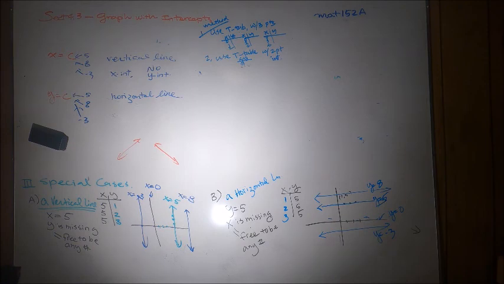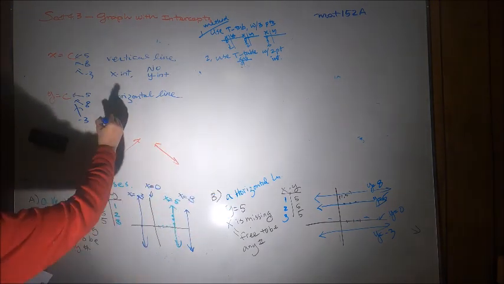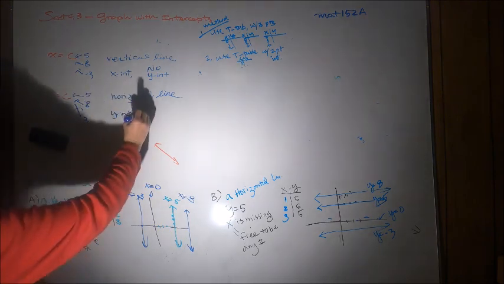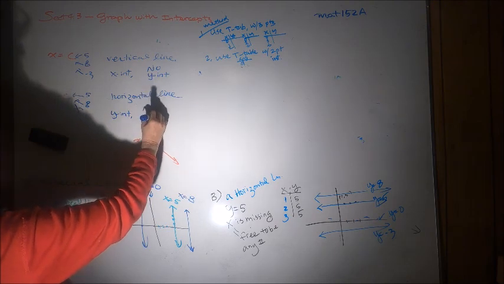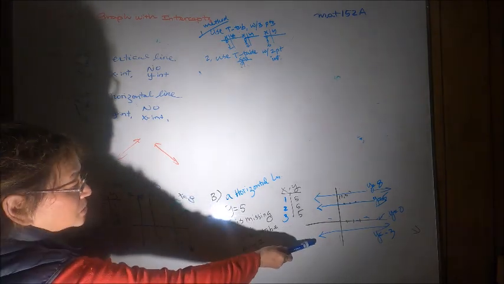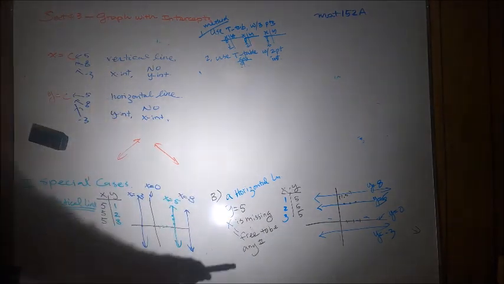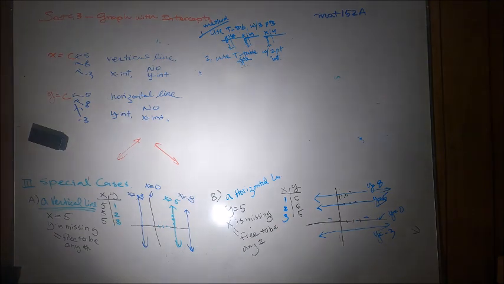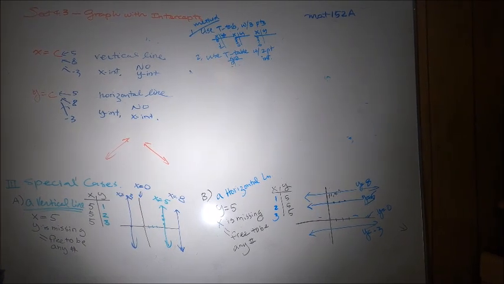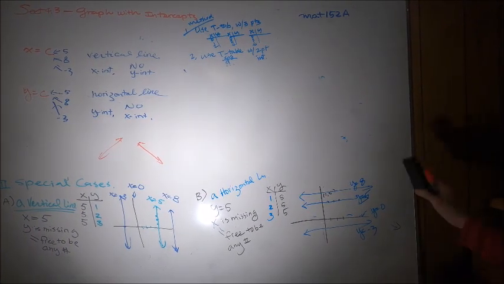Okay? Then, if it's a horizontal line, you will have a y-intercept, right? Usually you have no x-intercept, right? Because they are parallel to the x-axis, except this particular line. Right? So, we will summarize it this way.